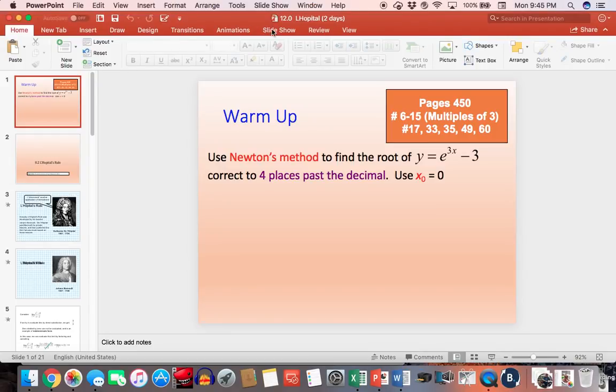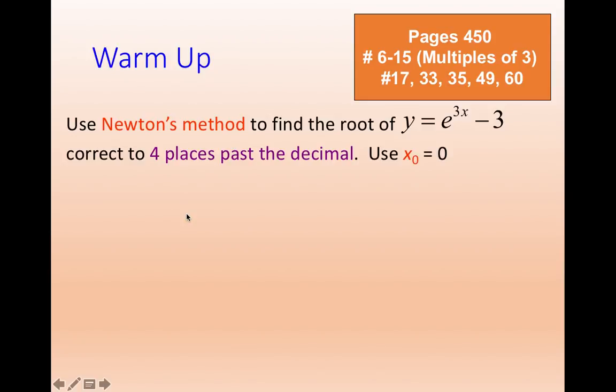So I'm going to do this first day of L'Hopital's with you because I have to be at this meeting. I would much rather be with you, so I apologize.